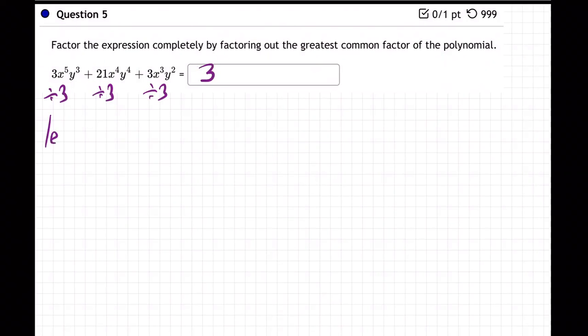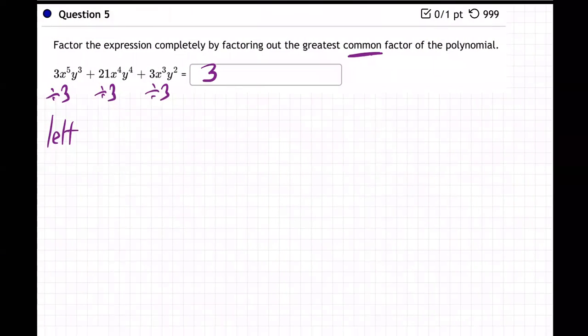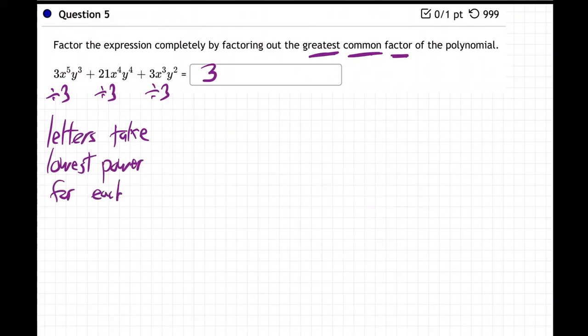And then for letters, right now we're finding out what they have in common, what the greatest common factor is. For letters, you take the lowest power for each. So when it comes to the x's, we're looking at x cubed, x to the fourth, x to the third. So the lowest one is going to be x to the third. And when it comes to y's, you have y to the third, y to the fourth, y squared. The lowest y is y squared.